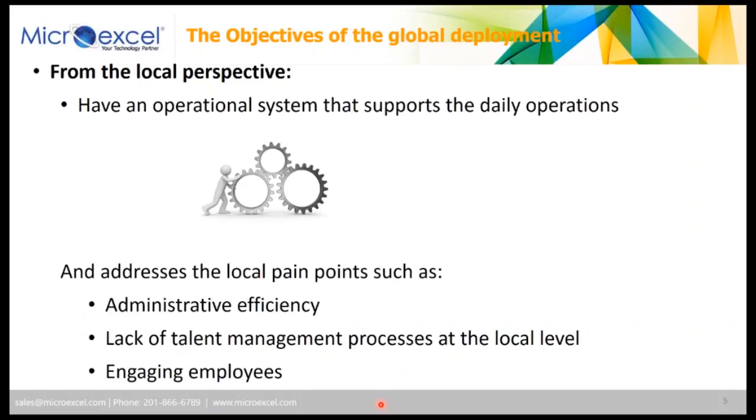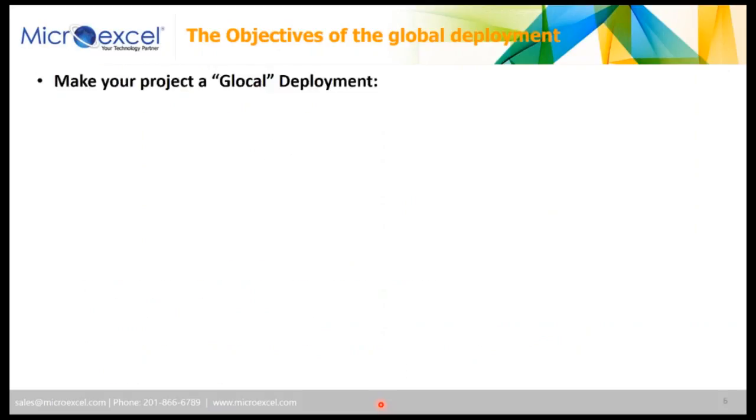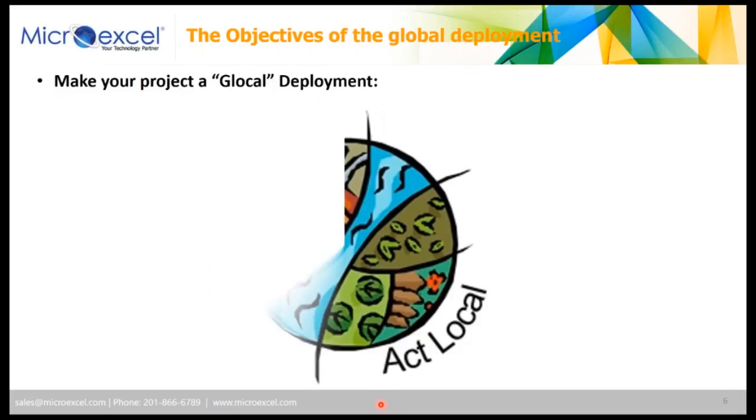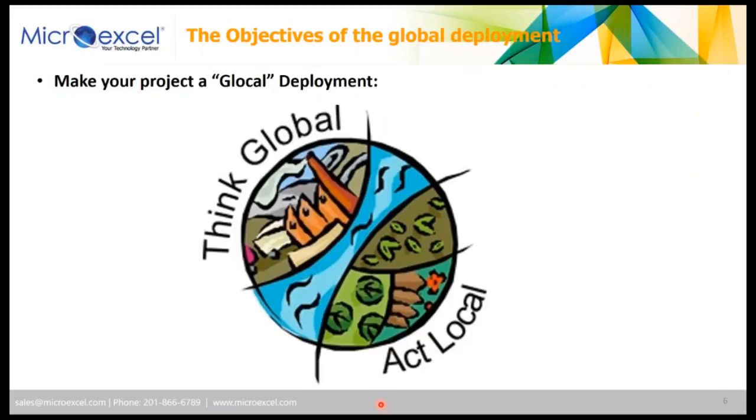local level, and they're waiting for the corporate to share with them that knowledge and share with them the processes. And it's also about engaging employees. All our employees across the organization should be treated the same way through standardized processes and standardized systems, basically. So that's really the two, from the corporate as well as from the local perspective. So at the end of the day, instead of making it a global deployment, you should better call it a local deployment. It's really about thinking global, but of course acting locally.